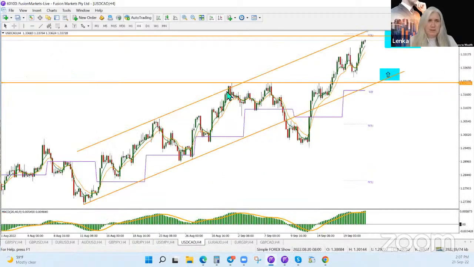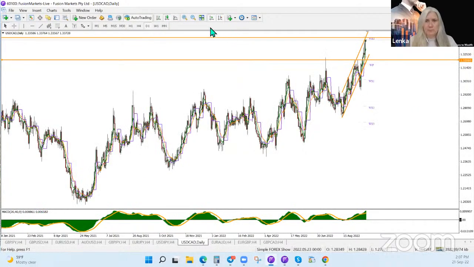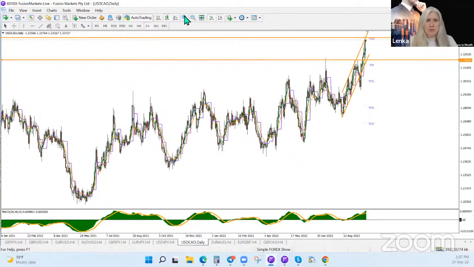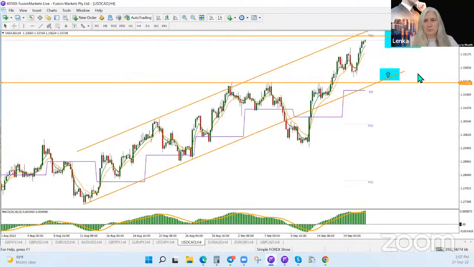Next currency pair is USD CAD, and at the moment we're at a level of resistance at the top. So I'm looking at potentially, if there is a reversal, to go short on this in the more immediate time frame.